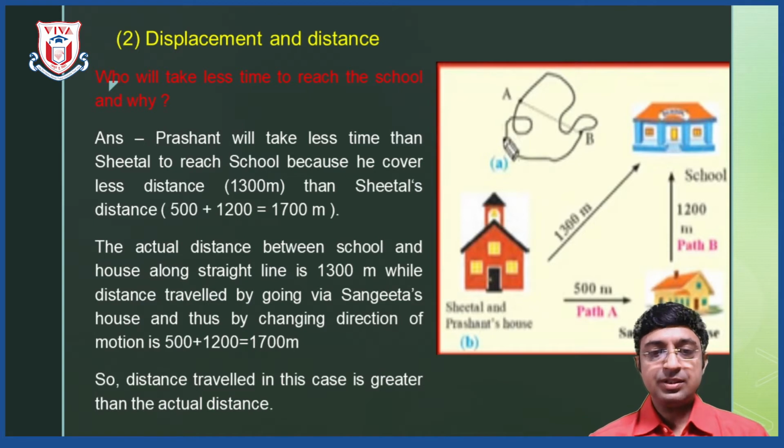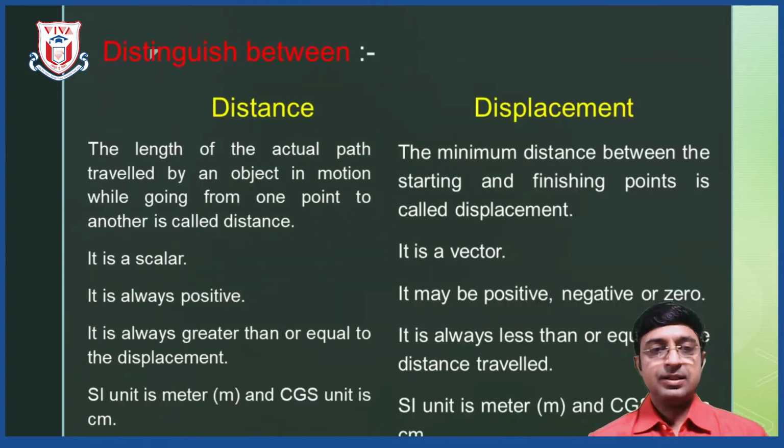The actual distance between school and house along a straight line is 1300 meter, while the distance travelled by going via Sangeeta's house, and thus by changing direction of motion, is 500 plus 1200 is equal to 1700 meter. So distance travelled in this case is greater than the actual distance. So we see the points of distance and displacement in the form of distinguishing points. So you are getting the idea.